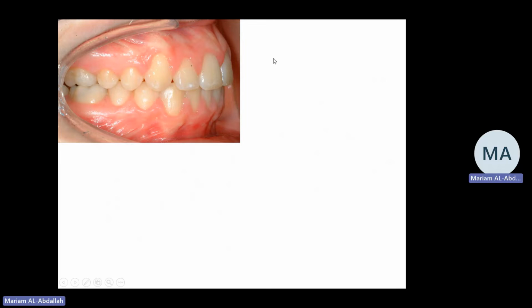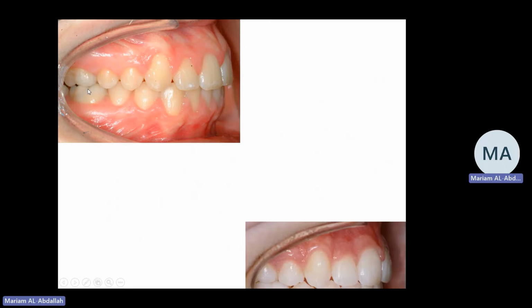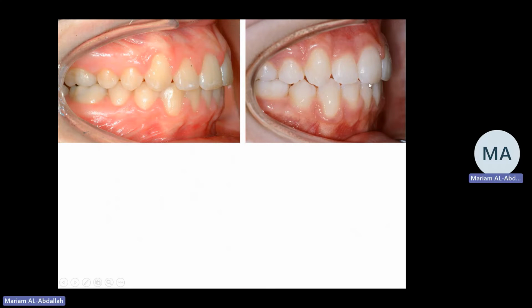Okay, so this is a case where we have no extraction in the upper, no extraction in the lower. You can see that the canine is beautifully class 1 and the molars are beautifully class 1 on this side. This is another case where we have extracted a premolar on the upper right quadrant and extracted a premolar in the lower right quadrant. So obviously we need to have a class 1 molar relationship. On the left side, if you have the same extraction pattern, then of course you need to aim for class 1 molar relationship.